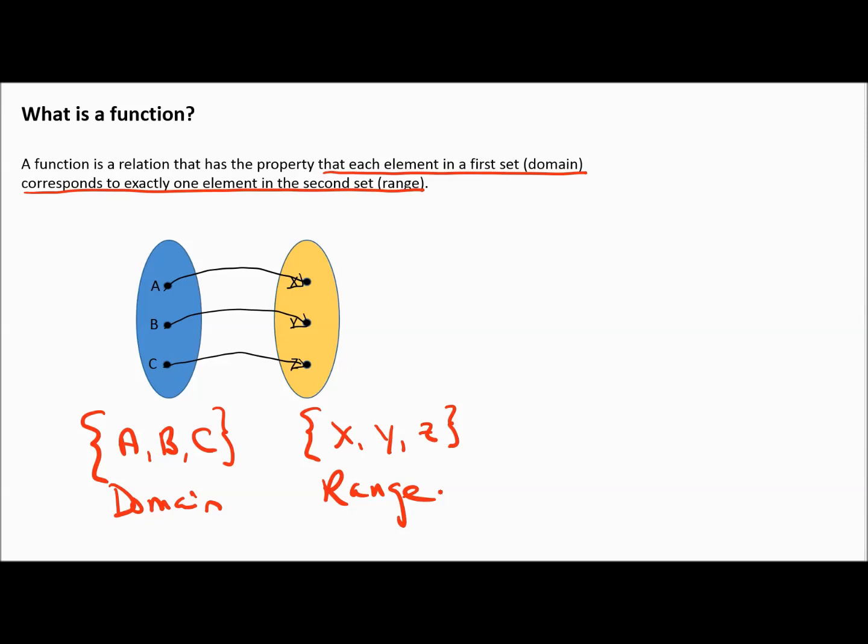Now what I want to look at is to see if this diagram actually represents a function. So if we take each element in the first set, does it correspond to exactly one element in the second set? So A is an element in the first set. It corresponds to X, and that's only one element in the second set. So A is good. If we look at B, an element in the first set, does it correspond to only one element in the second set? Yes, it does. It corresponds to Y, and that's only one element. And finally, C is an element in the first set, and it corresponds to Z, which is only one element in the second set. So this definitely defines a function.